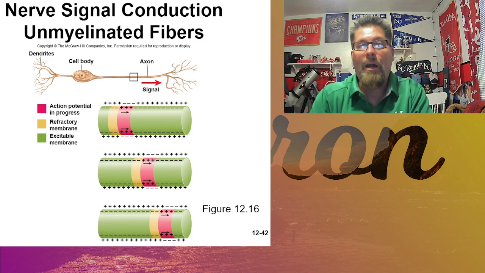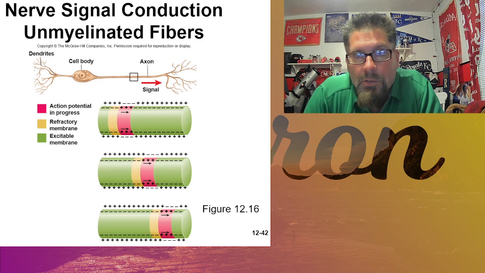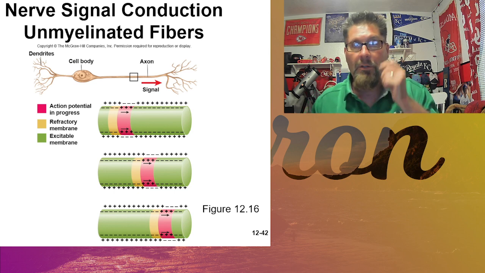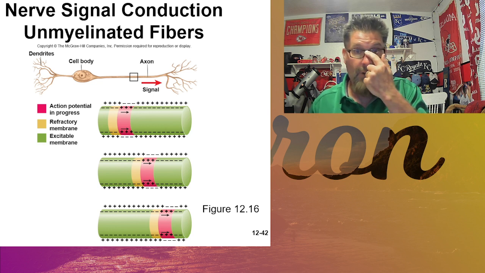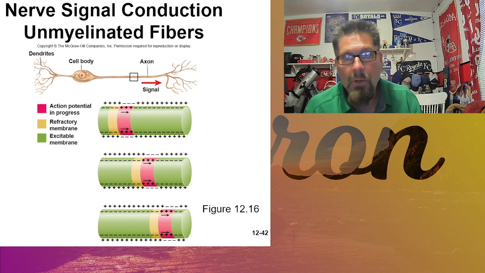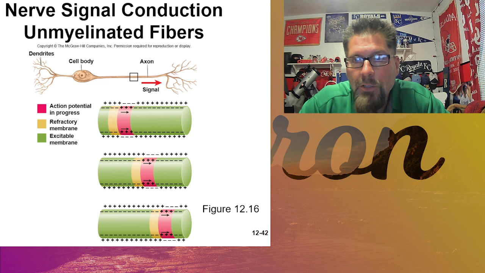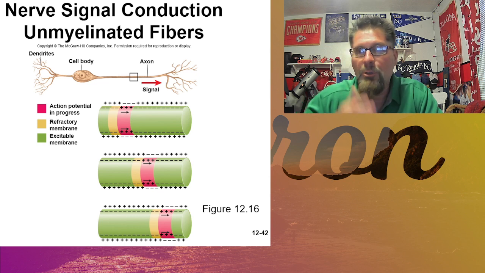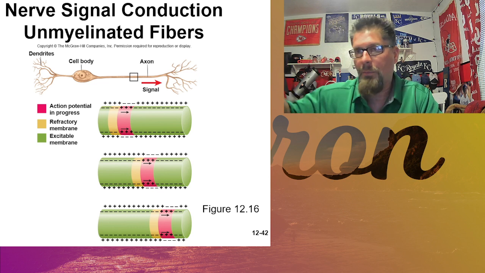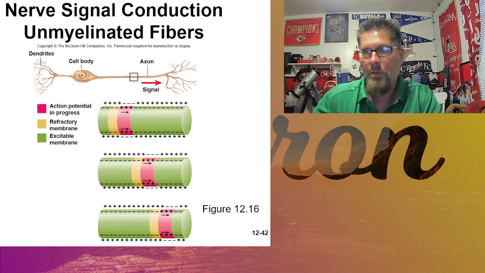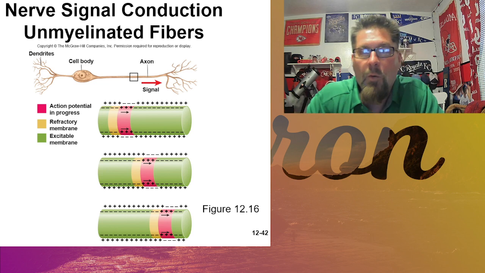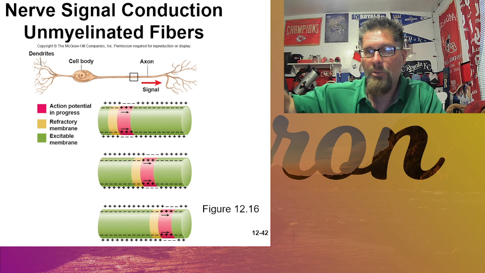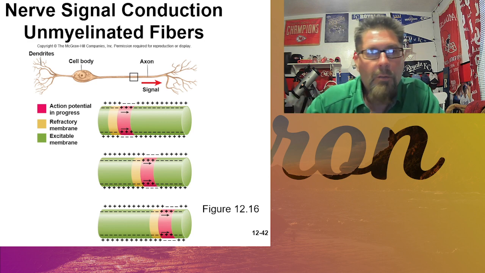So this is unmyelinated, as you can see, and you can see that we've got our three parts. Got the membrane, and you got the action potential, and then the refractory membrane. So it reaches the local potential and then the action potential, and then it just moves in a series of steps. Whereas the myelinated, it just, boom, zooms right through the process.